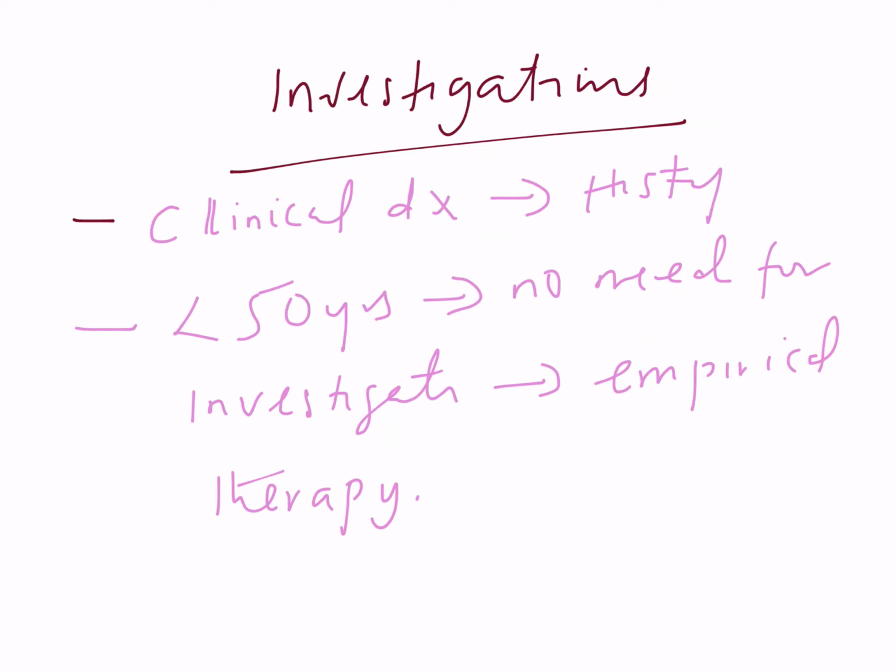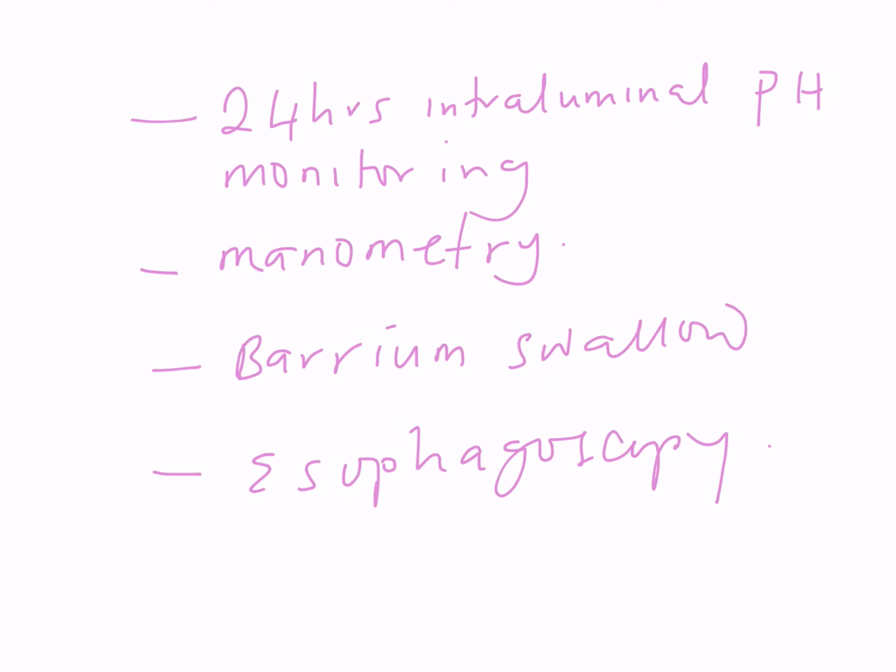mainly you do history and examination of the patient, and you don't need to do investigation if the patient is less than 50 years of age and is not having any alarming symptom. And if the patient is having alarming symptoms and is more than 50 years of age, you do 24 hours intraluminal pH monitoring, manometry, barium swallow, esophagoscopy. And what are these alarming symptoms?